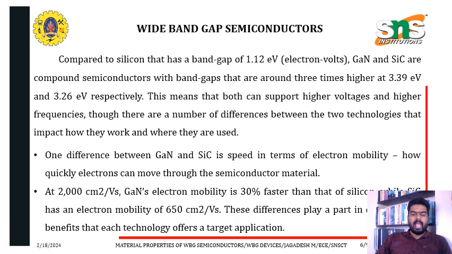One difference between gallium nitride and silicon carbide is speed, in terms of electron mobility, how quickly electrons can move through the semiconductor material. At 2000 centimeters squared per volt-second, gallium nitride electron mobility is about 30% faster than silicon carbide, which has an electron mobility of 650 centimeters squared per volt-second. These differences play out in various applications. Based on the application, we can choose either gallium nitride or silicon carbide.